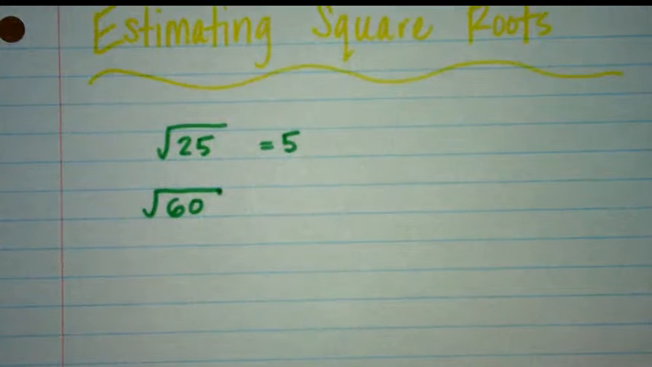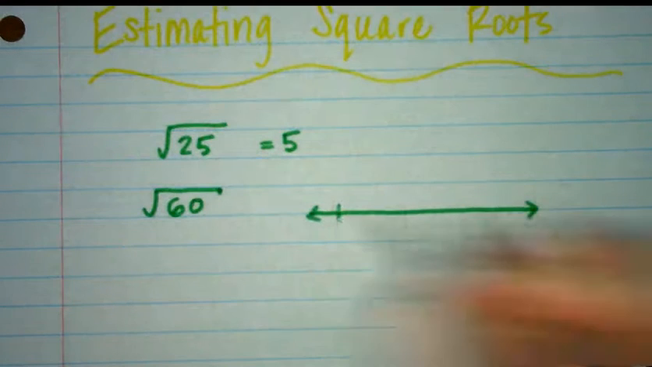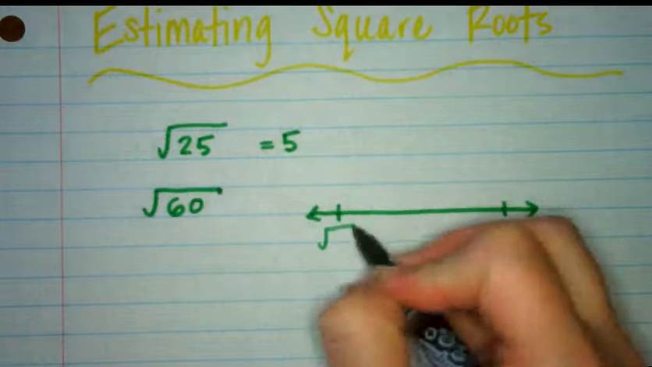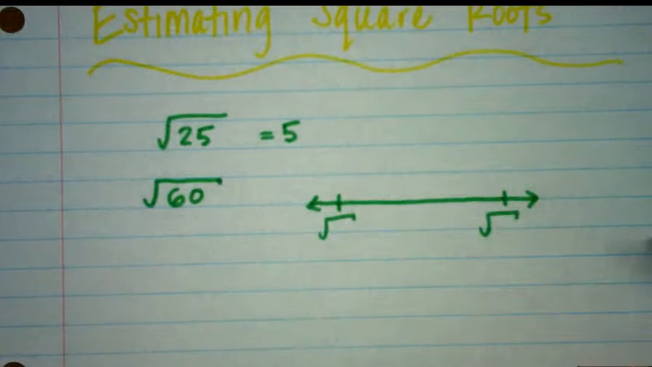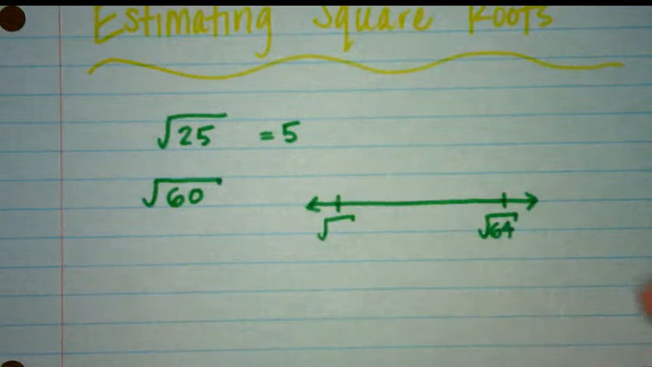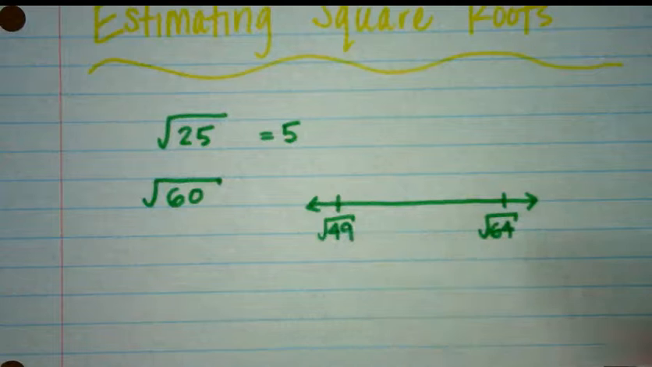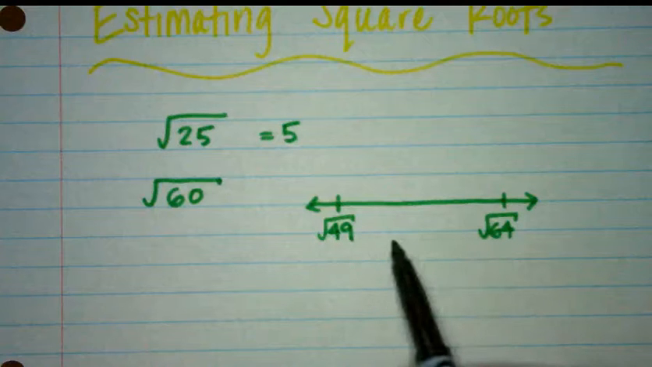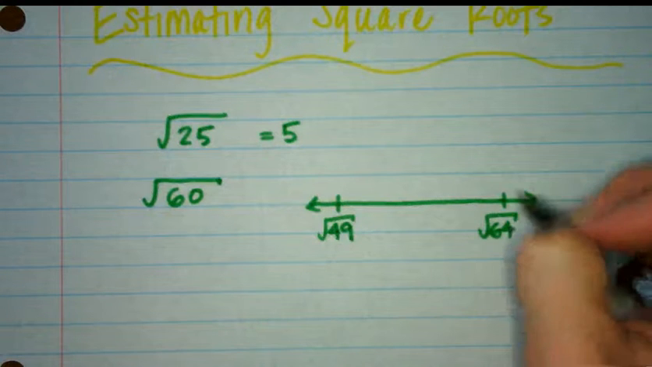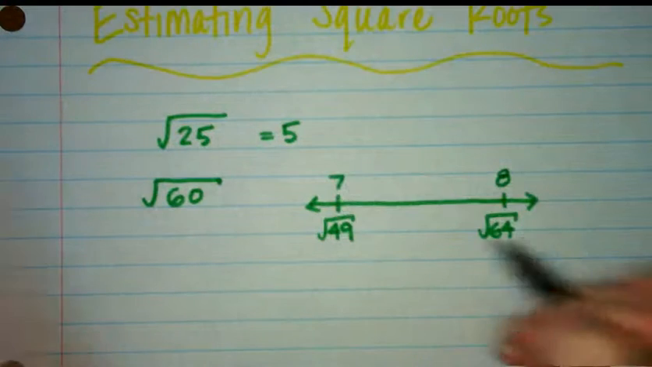All right. Hopefully you have some of your perfect squares memorized. What we want to do is think about the number line and what two square roots the square root of 60 falls between. I know on the high end the square root of 64, and on the low end the square root of 49. So the square root of 60 is going to fall somewhere in between these two numbers. I also know that the square root of 64 is 8 and the square root of 49 is 7.